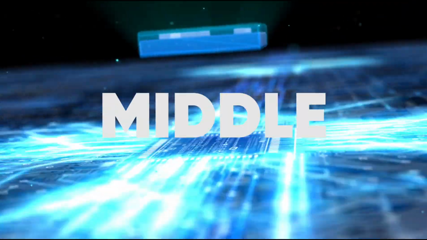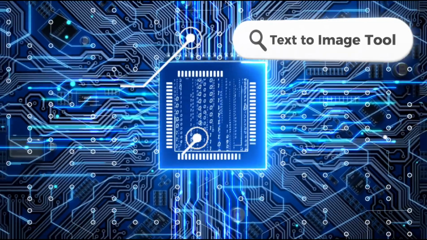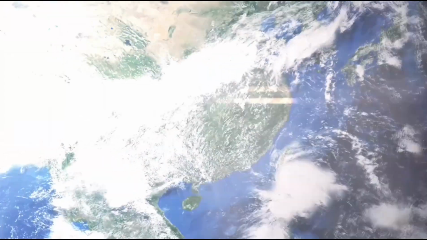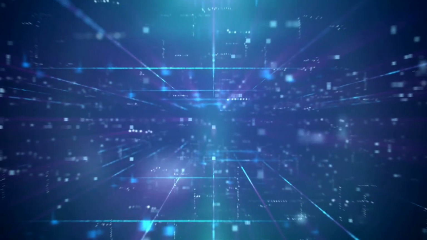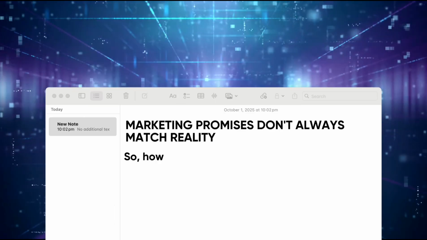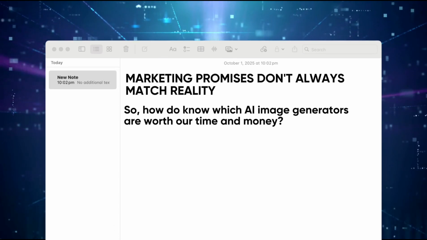Right now, we're living in the middle of an AI gold rush. Every week, there's a new text-to-image tool claiming to be the fastest, the cheapest, or the most realistic. And we look like little minions completely lost with all this new information. But here's the problem. Marketing promises don't always match reality. So how do we know which AI image generators are worth our time and money?